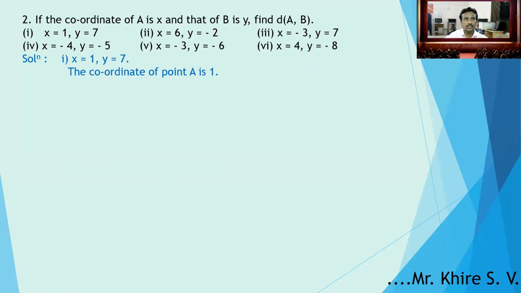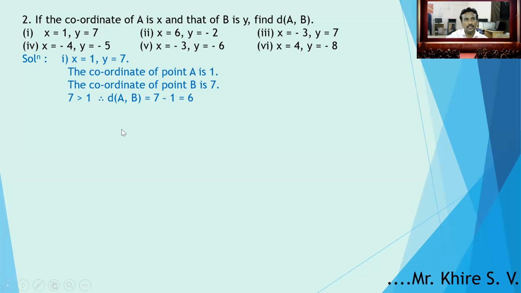First example, x is equal to 1 and y is equal to 7. Now the coordinate of point A is given, it is 1. The coordinate of point A is 1 and the coordinate of point B is y, that is 7. Now you have to find out the bigger number out of these 2 numbers, 1 and 7. 7 is greater than 1.